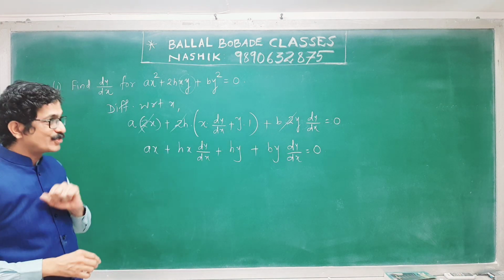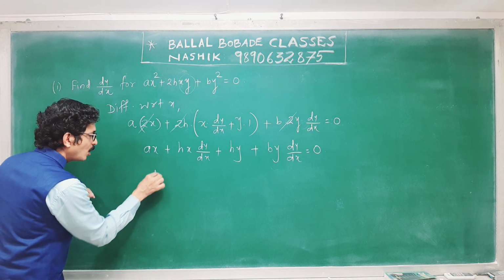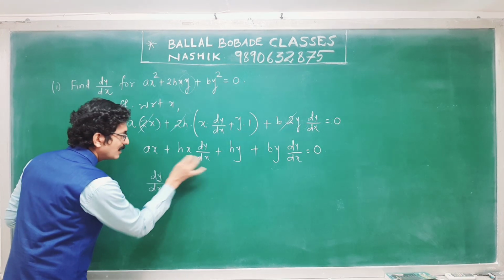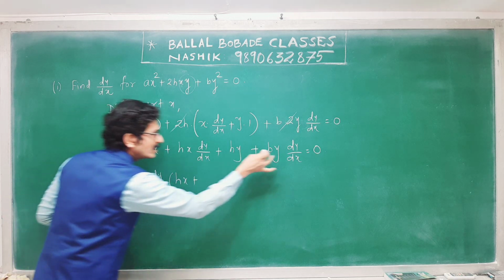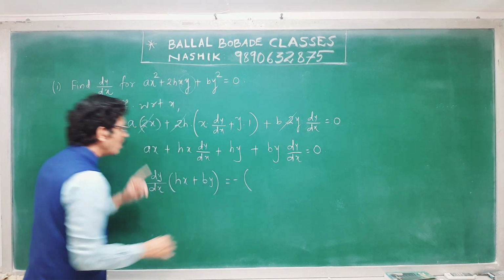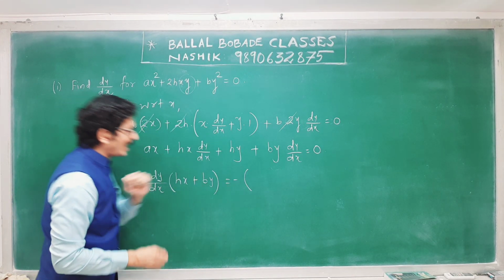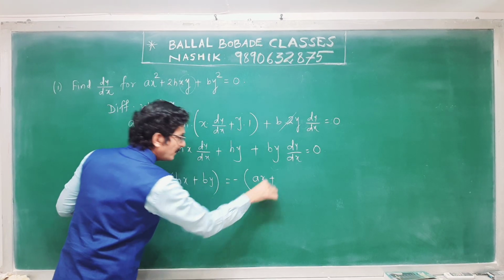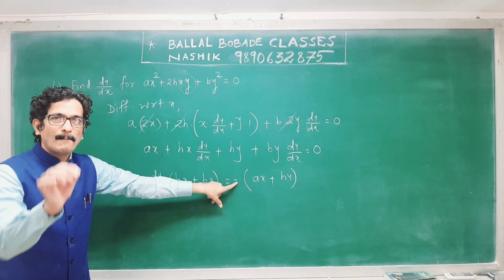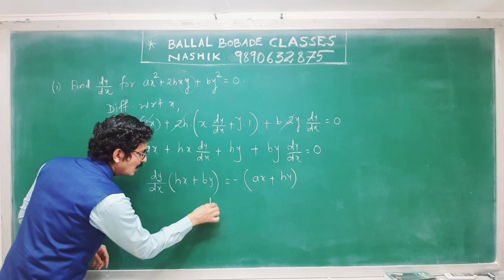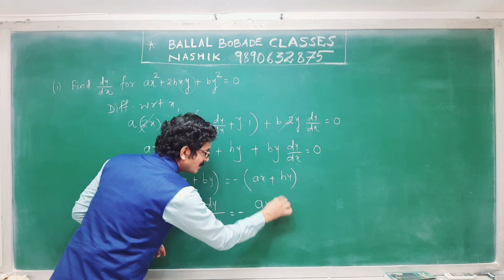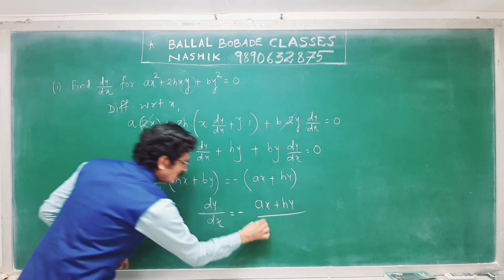Alright. Now what was the third step? The third step was to collect all dy by dx terms together. What is this? dy by dx into hx. What is this? dy by dx into by. So let them be together. Let us send all non-dy by dx terms to the other side. See, ax plus hy. Isn't that? It is sent to the other side, so it is with minus sign. Now last line is to simplify dy by dx, and this is your answer. ax plus hy upon hx plus by, with a minus sign.